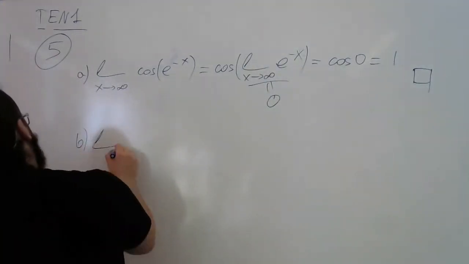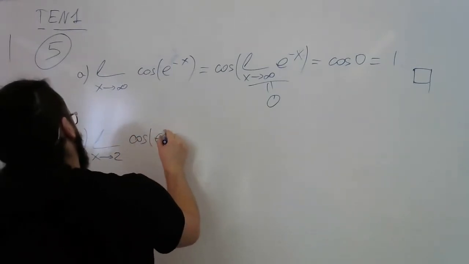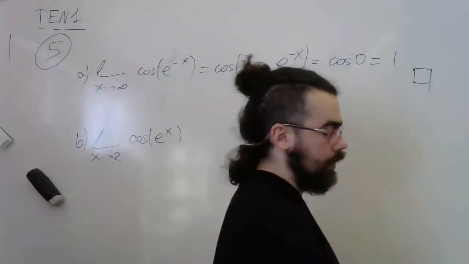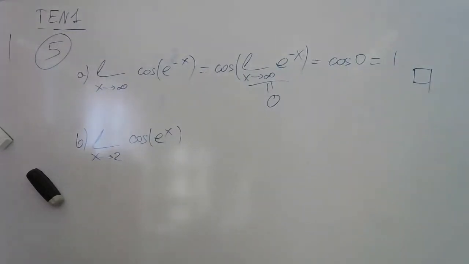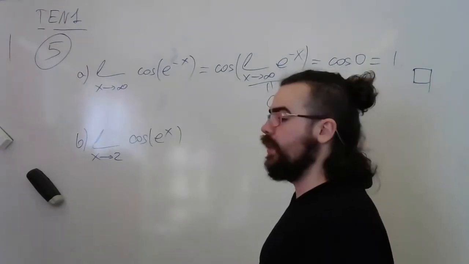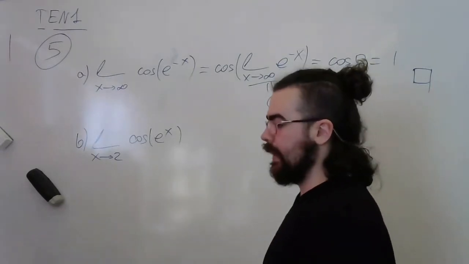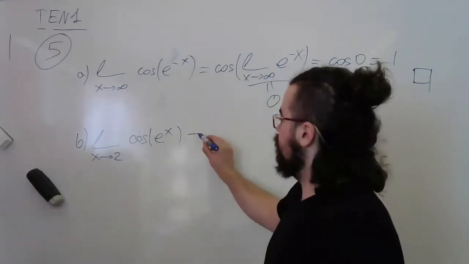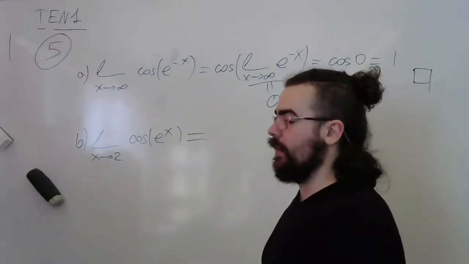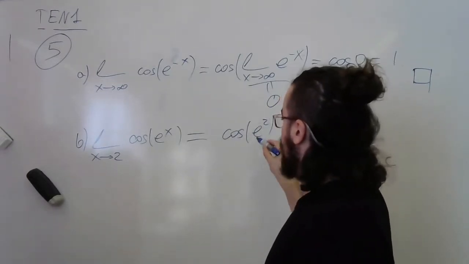Now, for the second one, I have been told by the colleague who is correcting the exams in Swedish that a lot of Swedish students have struggled with this, but there is really nothing to struggle about here. This limit is the cosine of e squared, which is a real number.